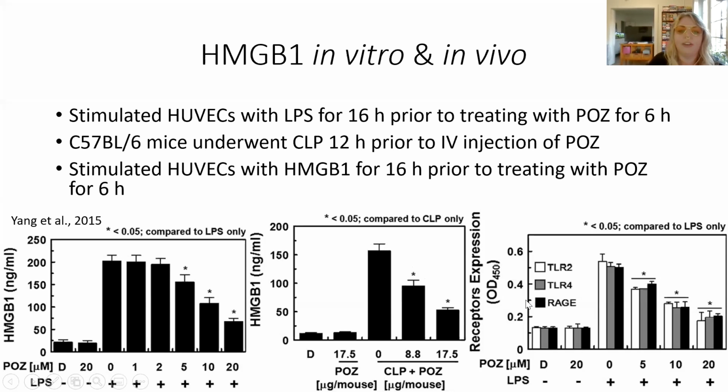And so then they wanted to see the effect of pause on HMGB1 cell surface receptors. So they activated HUVECs with HMGB1 for 16 hours and then incubated them with pause for 6 hours and looked at TLR2, TLR4, and RAGE expression. And they saw pause was able to reduce the expression of all 3 HMGB1 receptors in a dose-dependent manner.